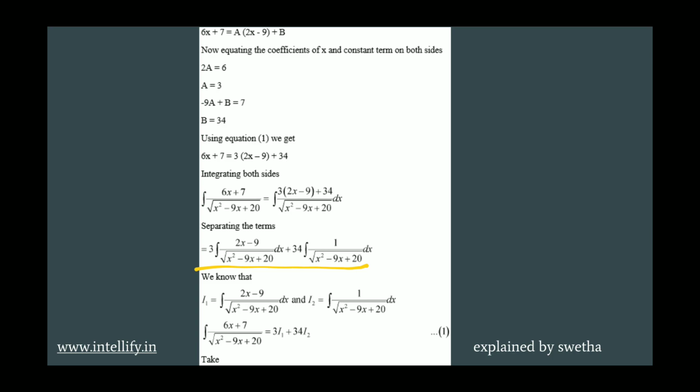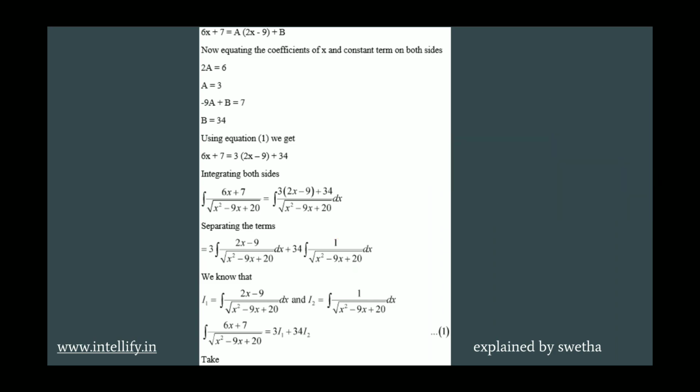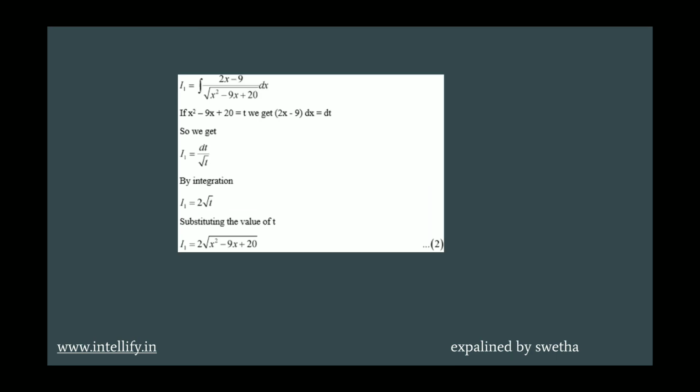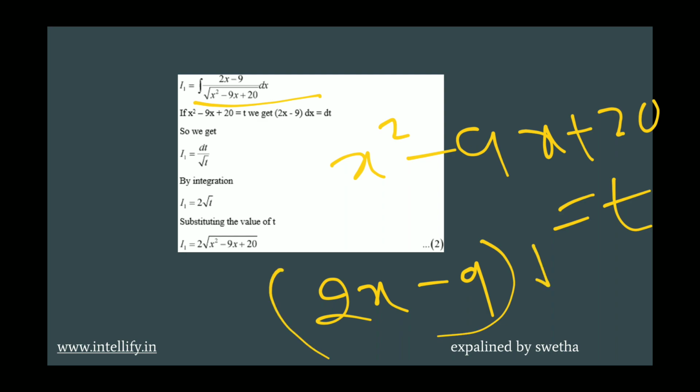To solve the above, we call I1 the first term and I2 the second term. Let us solve I1, which equals the integral of (2x minus 9) divided by root over x square minus 9x plus 20 into dx. Put x square minus 9x plus 20 equals t. On differentiating both sides, we get (2x minus 9) into dx equals dt.